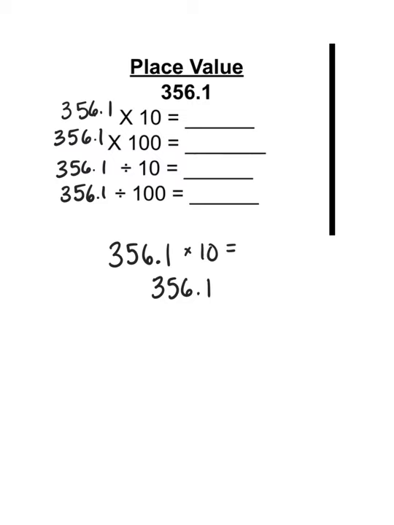Okay, friends, here we go with day 2 of our bell ringers. So we're going to start by practicing multiplying by powers of 10. We're going to multiply 356 and 1/10 times 10. The easiest way to do this is just write your number, 356 and 1/10, and then take your decimal point and move over one place value position because I have 1 0 in my 10.